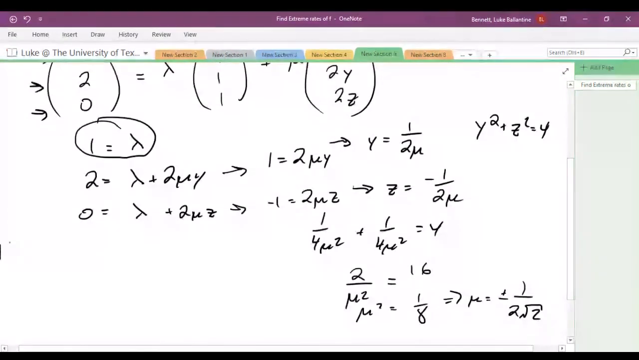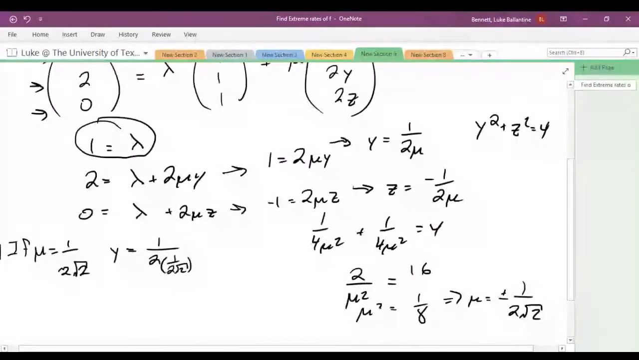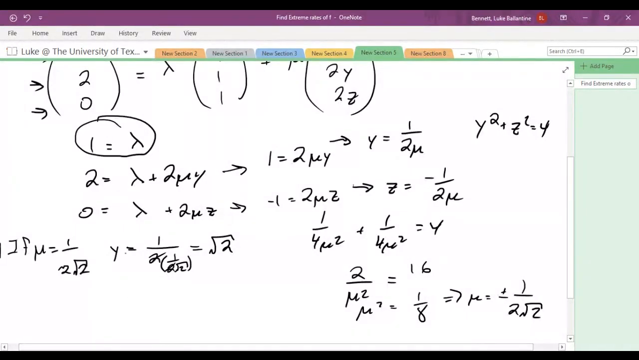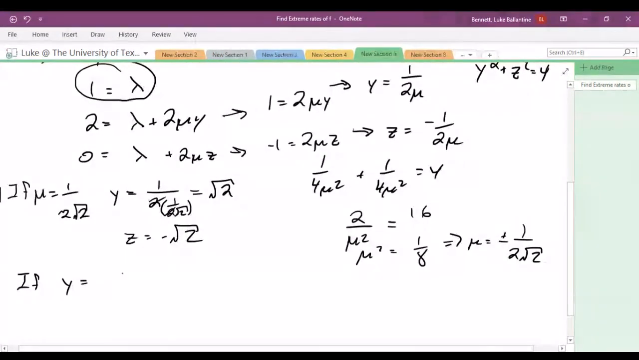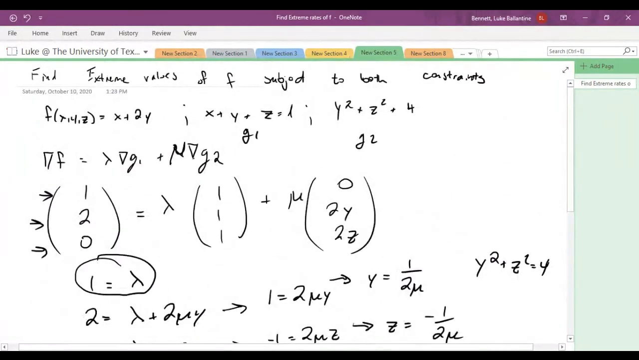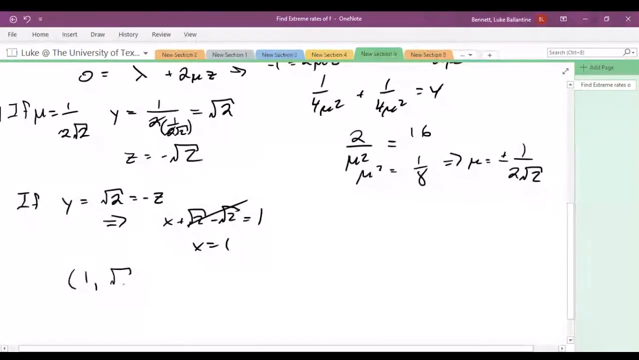So if mu is equal to the positive, then what do we get for y? For y, we get 1 over 2 square root of 2 times 2, so we just get root 2. And then z would just be the negative of that. So if y is equal to square root of 2 is equal to negative z, then x plus root 2 minus root 2 is equal to 1. X equals 1. This is our other constraint equation, the plane equaling 1, the affine function. Okay. Now we have a point 1, root 2, negative root 2.